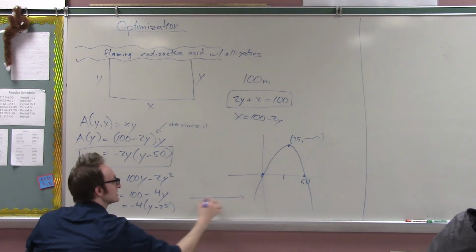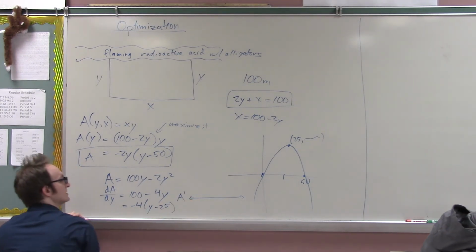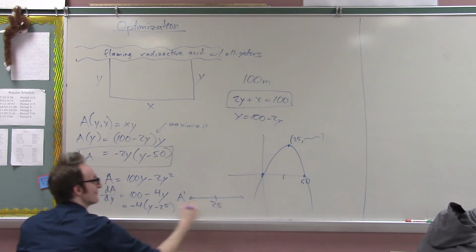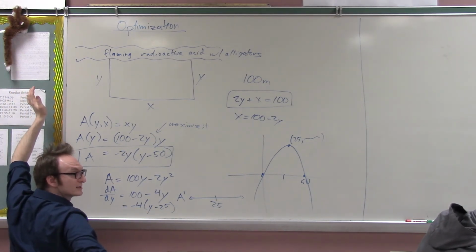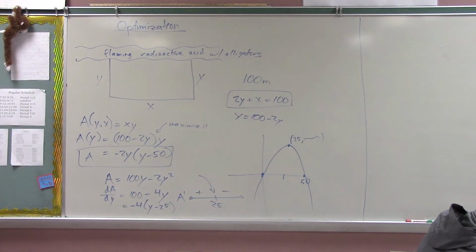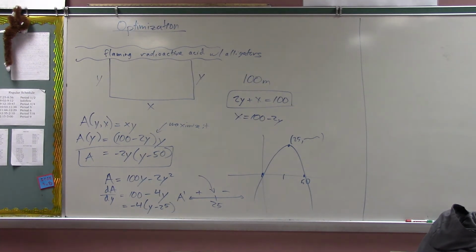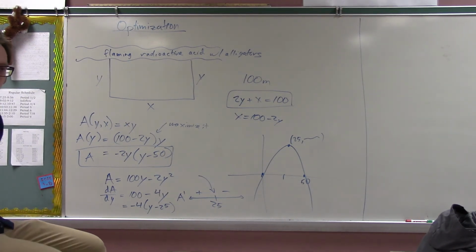Then if I make a sign chart exactly like what we've been doing, the A prime sign chart, it changes sign at 25. And that negative 4 up there means it's an upside down line. Is everyone cool with this? So it's plus, minus, and our new techniques tell us that since the derivative of A with respect to y changes sign from positive to negative at y equals 25, there's a relative max at y equals 25.